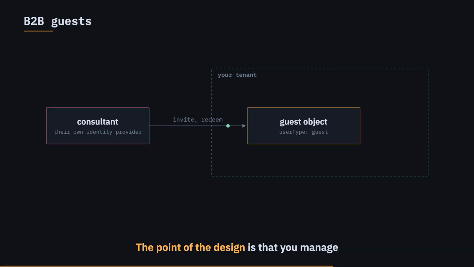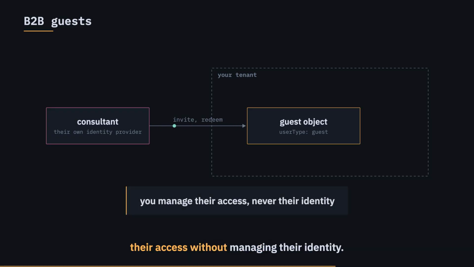The point of the design is that you manage their access without managing their identity. Tenant-wide external collaboration settings decide who may invite guests in the first place and how much of the directory a guest can even see once inside. When the engagement ends, you delete the guest object or let an access review clean it up, and their account at home is untouched. On the exam, external collaborator scenarios almost always resolve to inviting a guest, not creating a new member account with a password.